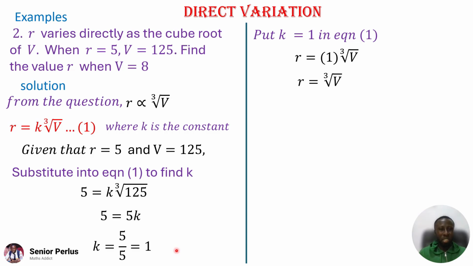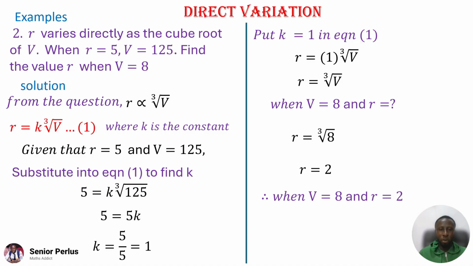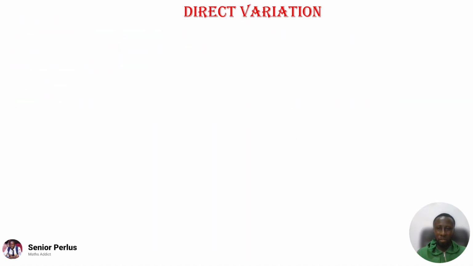Now we are going to find the value of R when V equals 8. Solving a variation question, step by step, you express it in mathematical form, then you form your equation, then you find the constant, then you solve the actual question. When V equals 8, R will be what? You just do the substitution. The V is 8. The cube root of 8 is 2. You can use your calculator to do that. So therefore, when V is 8, R is 2, for direct variation.